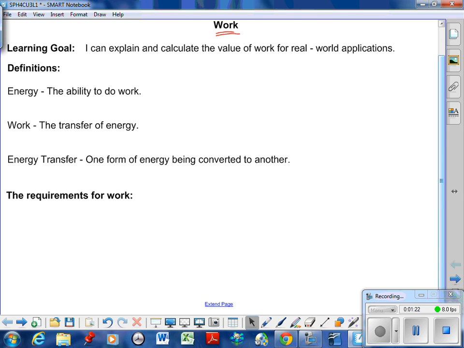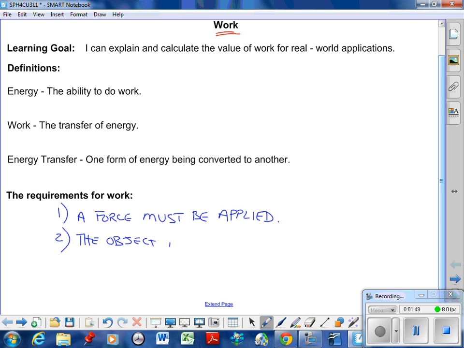So what are the requirements for work? Three things have to occur in order for work to occur. First one, a force must be applied. So there must be a push or a pull occurring. Second of all, the object must move. All right? If nothing moves, then you are doing no work.